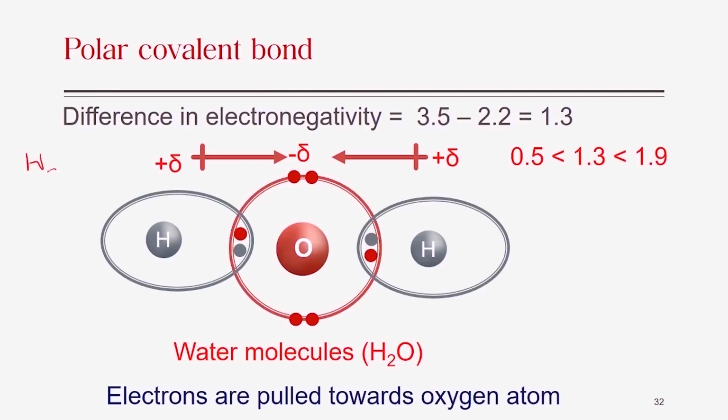One famous example of polar compounds is water. Water consists of one oxygen atom and two hydrogen atoms that share one electron pair each. If you look at the electronegativity, oxygen is equal to 3.5 and hydrogen 2.2. The difference in electronegativity is equal to 1.3, which lies between 0.5 and 1.9. By that, the water molecule contains two polar covalent bonds.